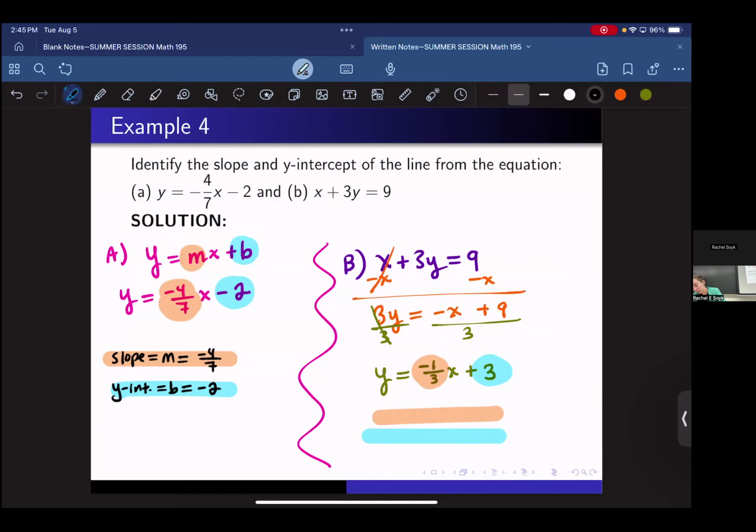Our slope is just negative 1/3, and our y-intercept is just positive 3. That's it.